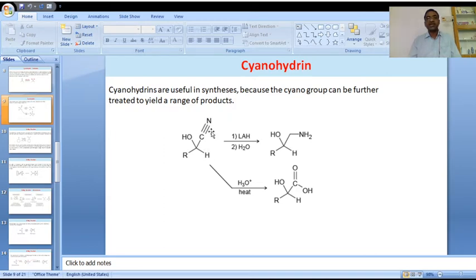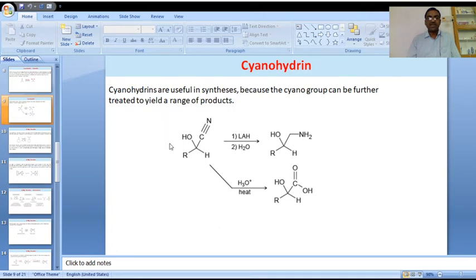This cyanohydrin on reaction with LAH, lithium aluminum hydride, followed by water, is a reduction reaction. It is converted into CH2 and NH2, an amine functional group. This is also one of the amine formation reactions.